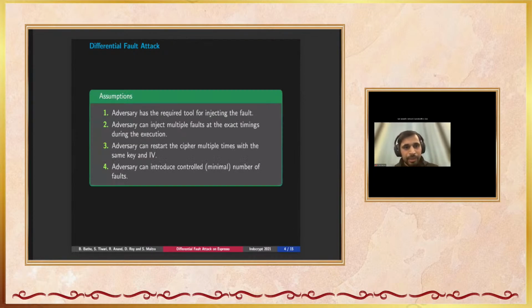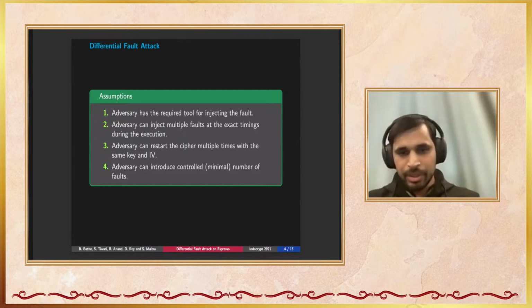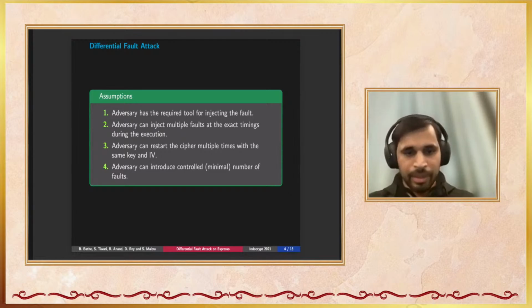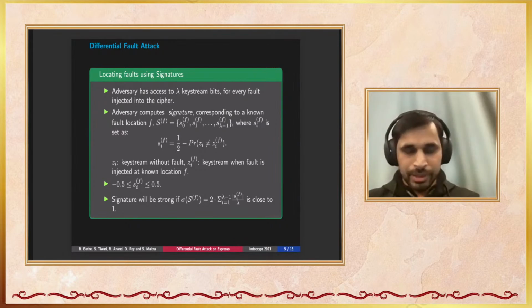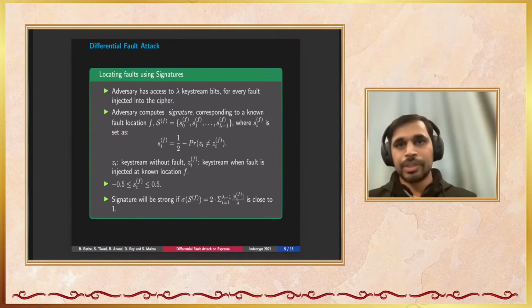There are a few assumptions that we have made in this model of attack. The first is that the adversary has the required tools for injecting the fault. Also, the adversary can inject multiple faults at the exact timings that we require, or the exact round at which we need. The adversary can also restart the cipher multiple times with the same key and IV, and can introduce a controlled number of faults. We also assume that the adversary has no knowledge of the location at which the faults have been introduced, and so we need to first locate where the faults were introduced in the initial state.